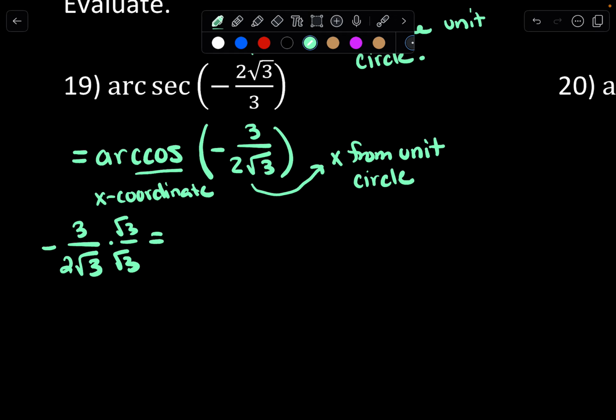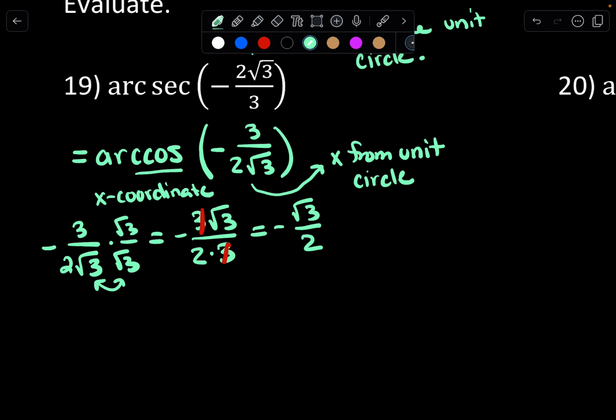Rationalizing, I want to get the radical out of the denominator, so I'm going to multiply it with itself. But if I multiply the denominator, I also have to multiply the numerator because I need to keep the same weight. Root 3 over root 3 is technically 1, so I'm not changing the weight of this input. So now we're going to end up with negative 3 root 3 over 2. Root 3 times root 3 is going to be 3. And if we look at this, the 3's cancel out, so we end up with negative root 3 over 2.